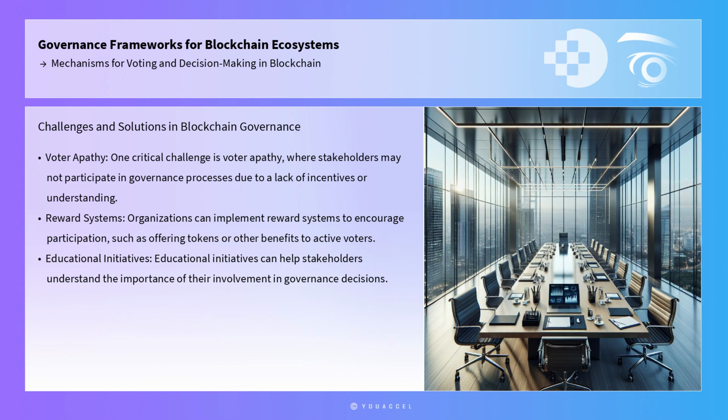Implementing effective voting and decision-making mechanisms in blockchain requires careful consideration of the challenges and trade-offs involved. One critical challenge is voter apathy, where stakeholders may not participate in governance processes due to a lack of incentives or understanding. To address this, organizations can implement reward systems to encourage participation, such as offering tokens or other benefits to active voters. Additionally, educational initiatives can help stakeholders understand the importance of their involvement in governance decisions.